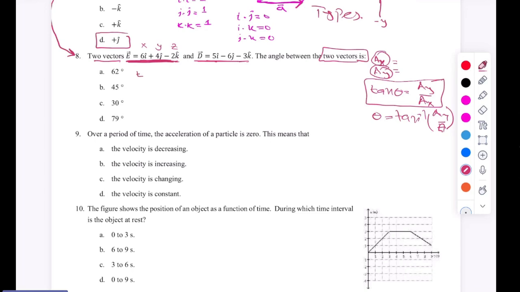So the dot product equation is E dot D is E magnitude times D magnitude times the cosine of theta. So cosine of theta is nothing but E dot D divided by E magnitude times D magnitude. And theta will be cos inverse of E dot D over E magnitude times D magnitude. So how to find the dot product E dot D?